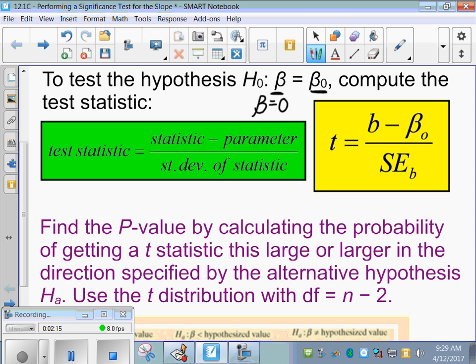In other words, there's no relationship. There's no positive relationship. There's no negative relationship. That would be the assumption. We're checking, is there a positive relationship for the slope, or is there a negative relationship with the slope?